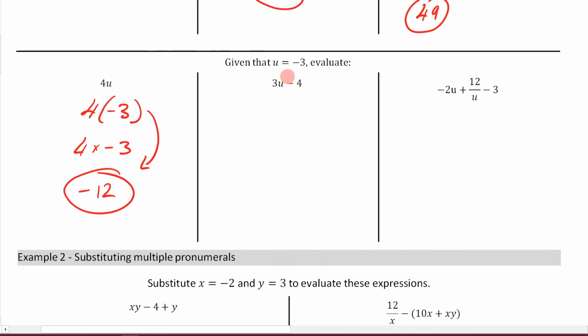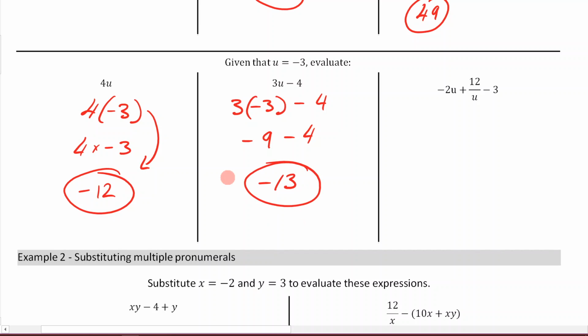So here we have u is equal to -3 and 3u minus 4. So I'm going to rewrite that as this. 3 times -3 is going to be -9 minus 4. -9 minus 4 is going to be -13. Let's go into this one now.